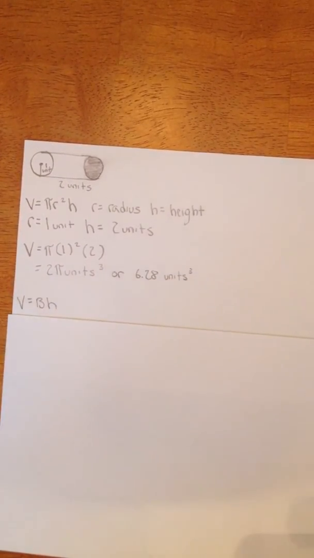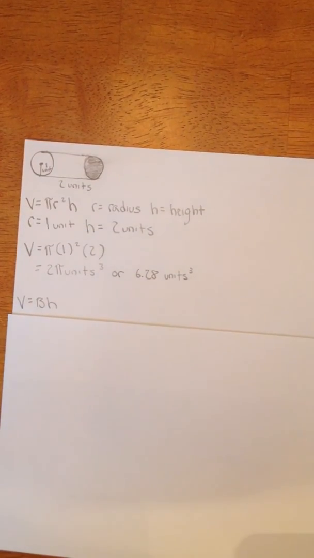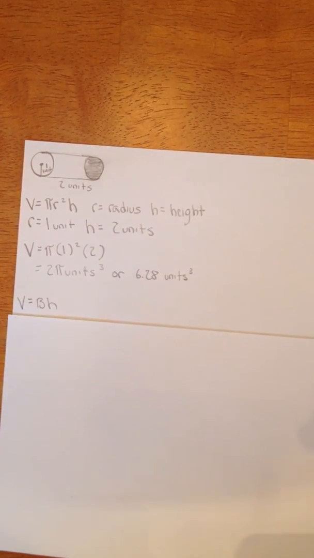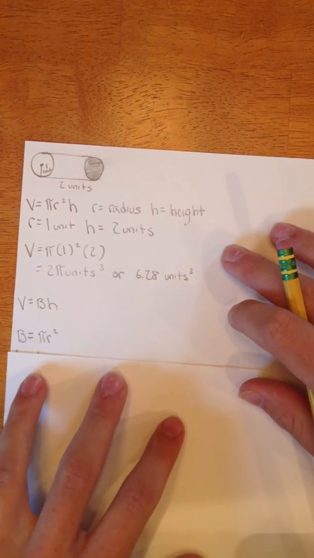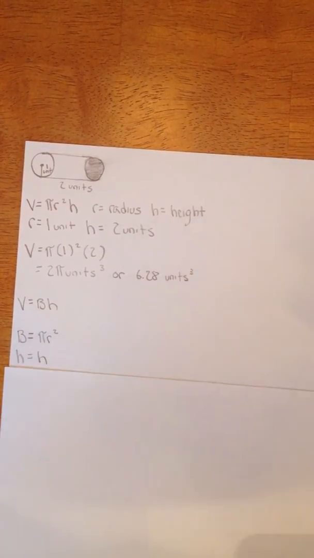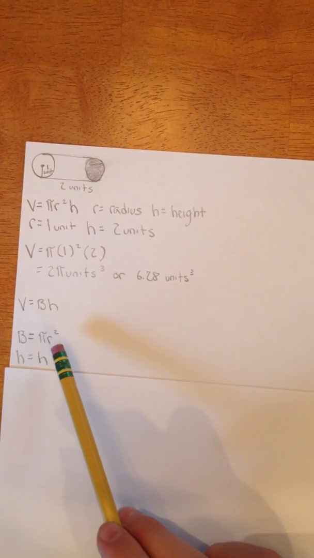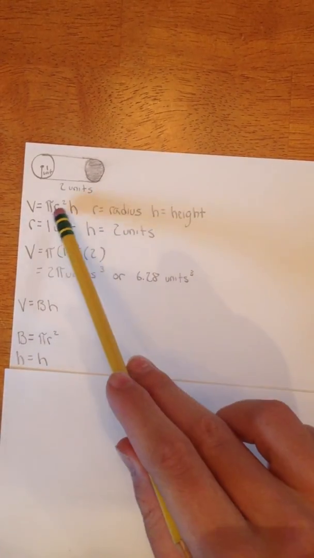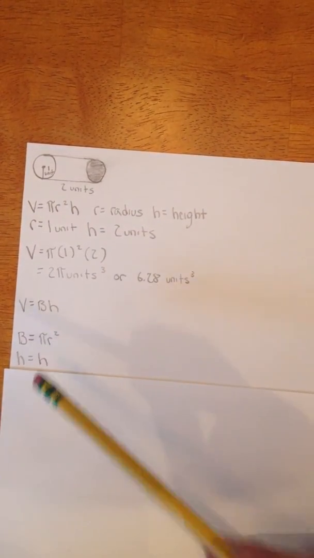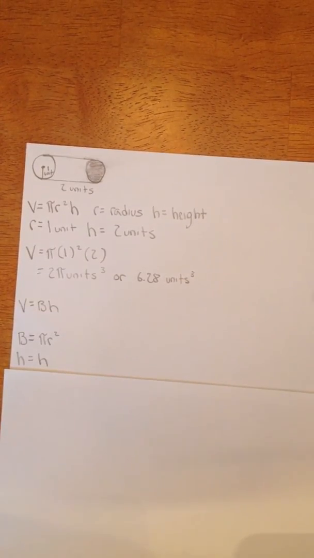You could also use the equation volume equals the area of the base times the height for a cylinder, but it's essentially the same equation as the original one because the area of the base is equal to pi times the radius squared, like in the original equation, and obviously the height is equal to the height. So you're really just multiplying the same things.